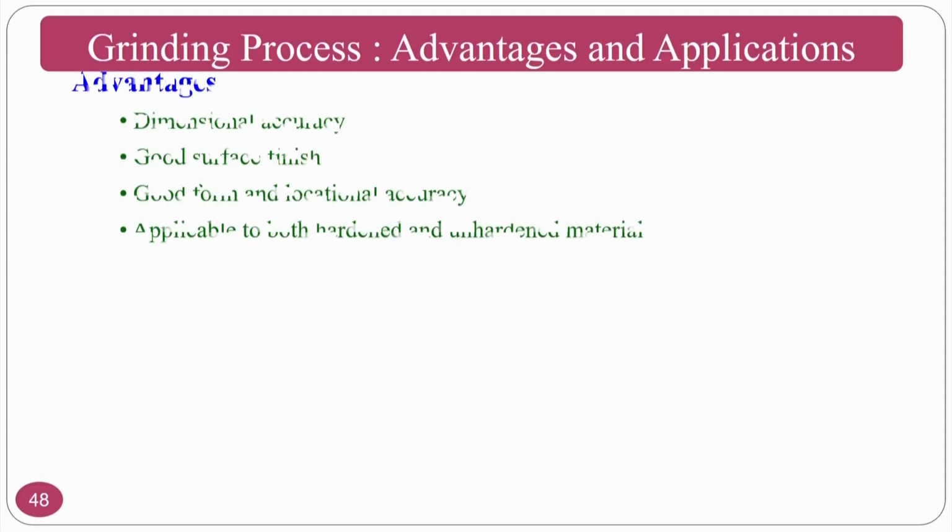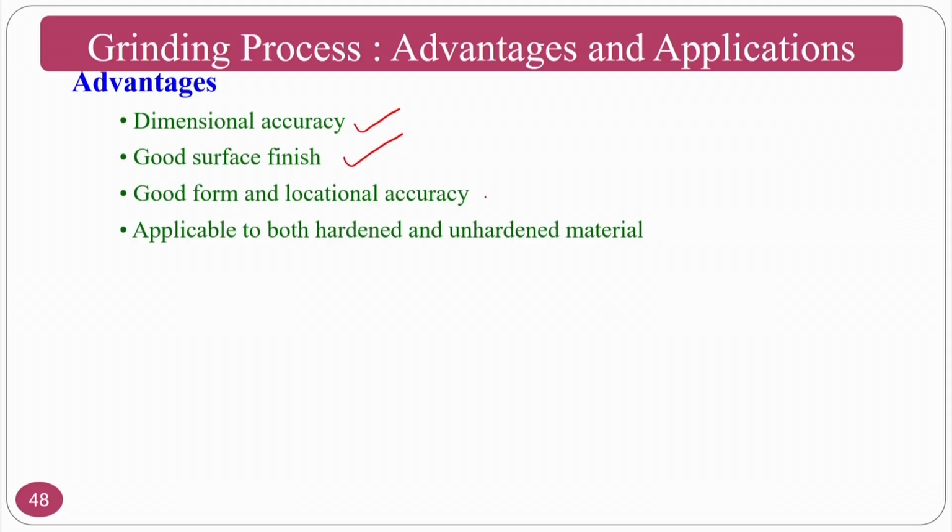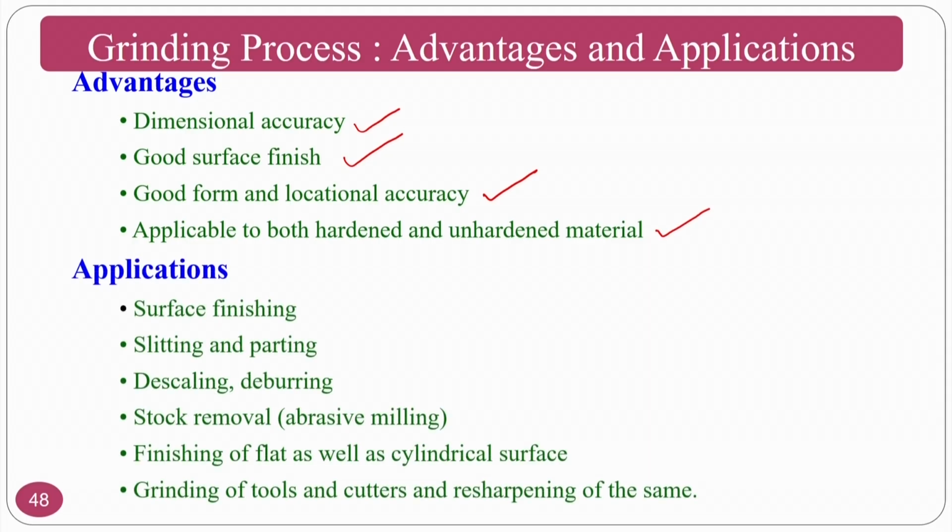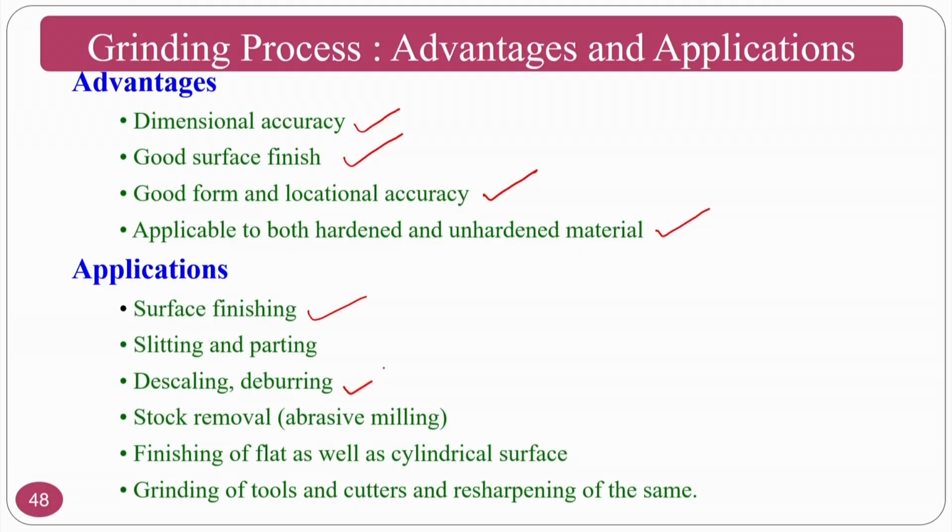Advantages and applications. The dimensional accuracy will be very good, surface finish will be very good, good form geometry and local accuracy will be there, and both hardened and unhardened materials can be used. The most important application of grinding is surface finishing, and you can go for thin grinding wheels for slitting and parting, descaling and deburring also, and stock removal.